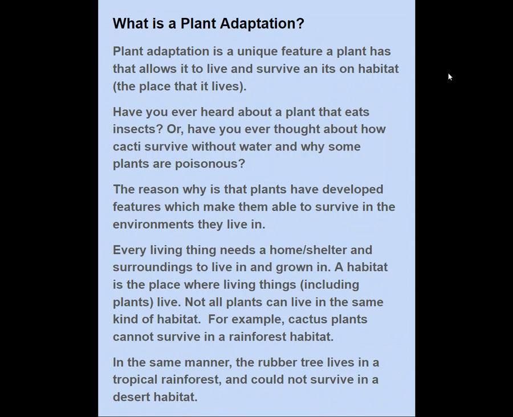A habitat is the place where living things, including plants, live. Not all plants can live in the same kind of habitat. For example, cactus plants cannot survive in a rainforest habitat. In the same manner, the rubber tree lives in a tropical rainforest and could not survive in a desert habitat.